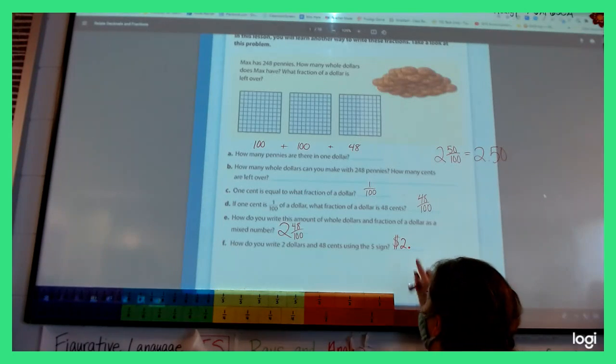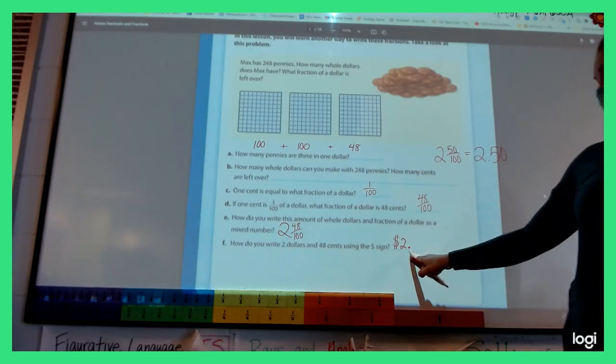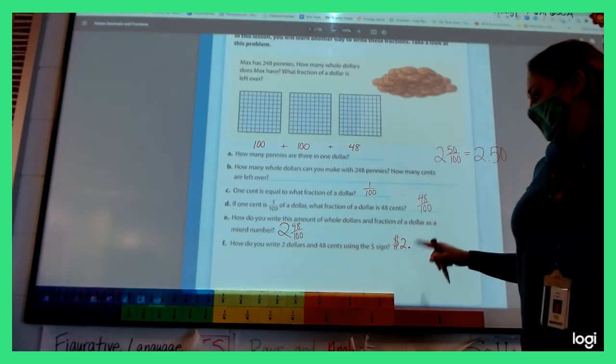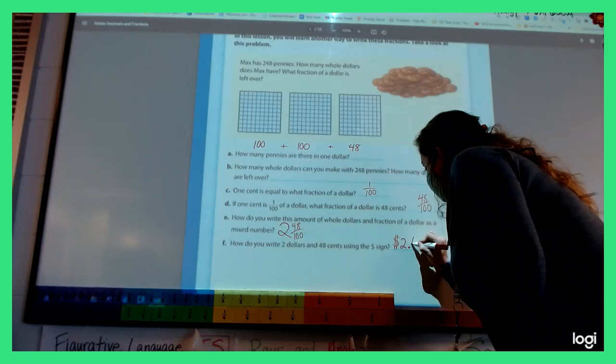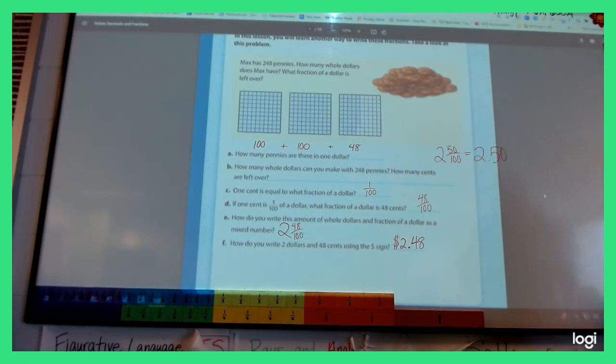That's what that is called. Okay, we're not going to call it a period. That's what we call it in math. That is a decimal point, okay? And Cadence said we need 48 cents after it. I always do 2 lines. Yes.